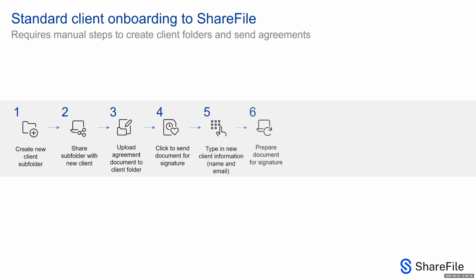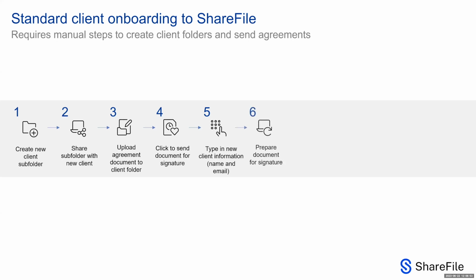So in step five, oh, I got ahead of myself. In step five, I can use ShareFile contact integration with RightSignature to predictively type in the email and the name of the client that this agreement letter should go to.